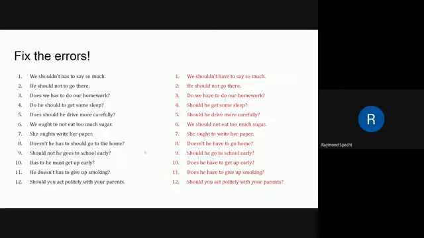Should not he goes to school early? Should he go to school early? Has to he must get up early? Does he have to get up early? He doesn't has to give up smoking. Does he have to give up smoking? Should you act politely with your parents?